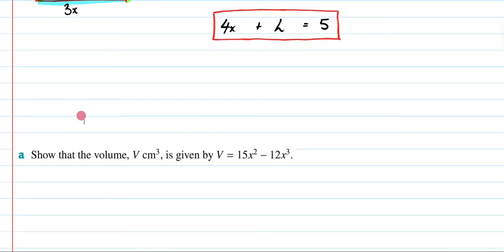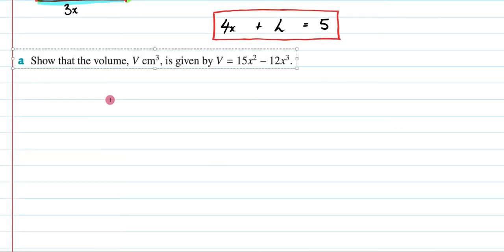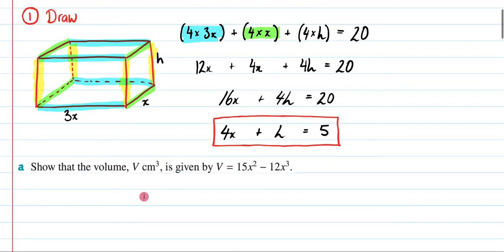So let me come over here and let me move this up. Here is A. So A is saying, show that V centimeters cubed, so show that the volume is given by this right here. If I was to write down what my volume is going to be based on my diagram here, well, it's just going to be this times this times this. So it's going to be 3x multiplied by x multiplied by h. So that is going to be 3x squared h. That's going to be my volume.